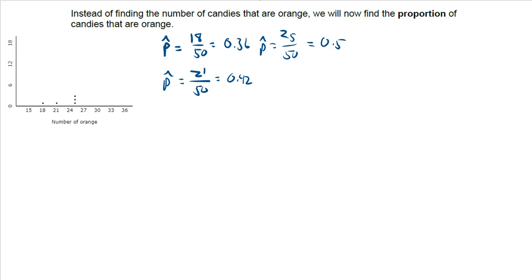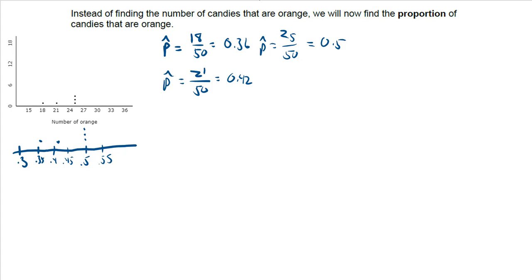Now, if we were to draw this on a dot plot, just like we had up here initially, would it look any different? Let's say we had, I don't know, 0.3, 0.35, 0.4, 0.45, 0.5, 0.55. Well, 0.36 is going to give us a dot somewhere right in here. We got 0.42, that's going to give us a dot somewhere right in here. Then we had 0.5, we had 3 of them. 1, 2, 3.